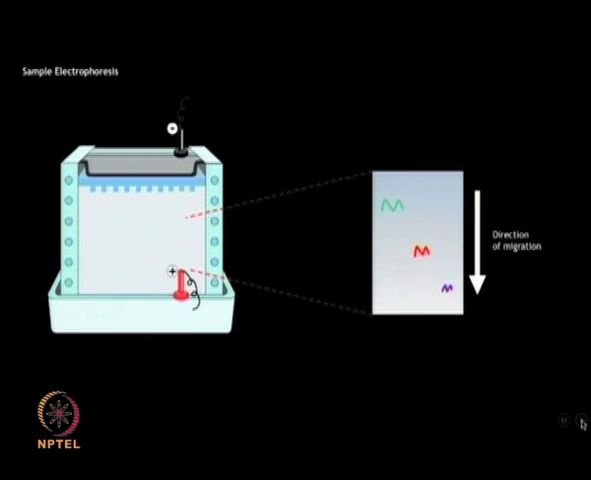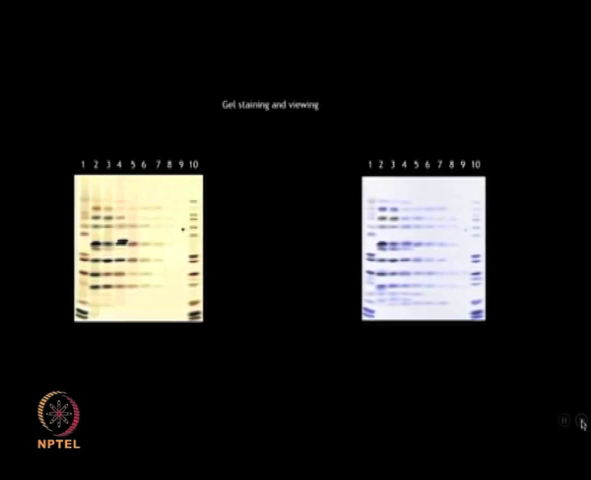The larger proteins are retarded in the gel and remain close to the point of application, while the smaller proteins migrate further along the gel. The gel can be then stained with either Coomassie or silver stain and viewed to observe the various discrete protein bands present in each of the samples. For example, the left image here is silver stained gel and the right image is of Coomassie stained gel.